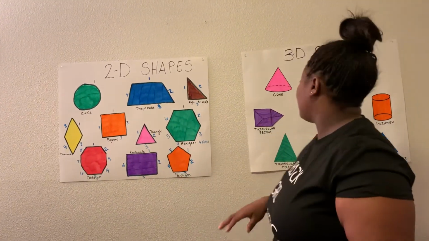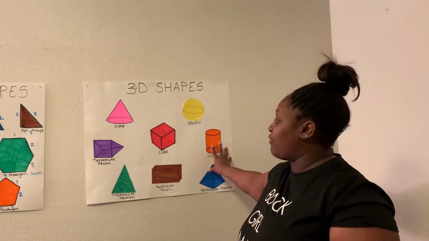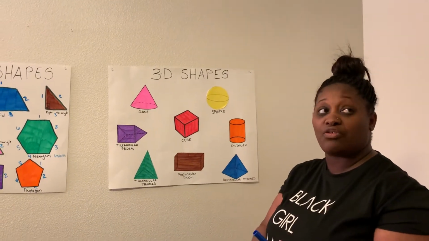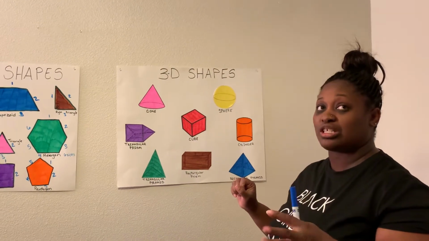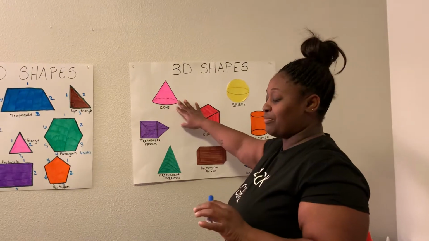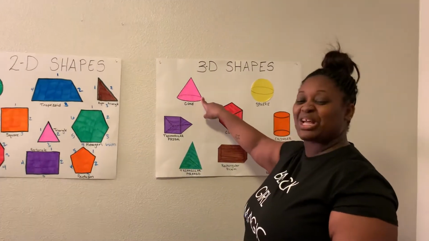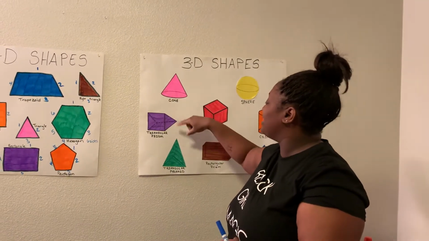So let's go over here to the 3D shapes. And remember, I said the 3D shapes can be flat or curved, and they have faces, edges, and vertices. So the first shape, let's go over and name them. We have a cone. What does this cone look like? It does look like an ice cream cone.